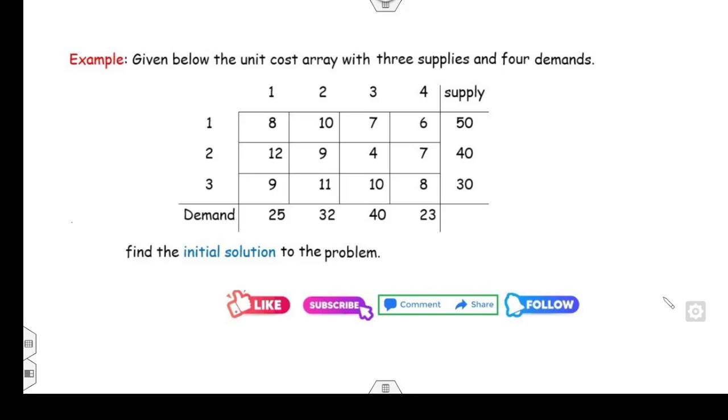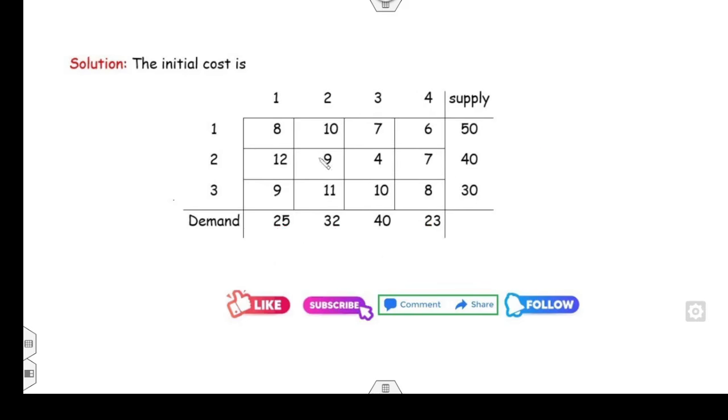Look at another one. For the unit cost, there are three suppliers and four demands. So firstly, we will check whether they are balanced or not. So that will be 120. It will be 25, 57, 40 and 23, 120. So it's a balanced problem. Fine. So once it's a balanced problem, we can start with the allocation.